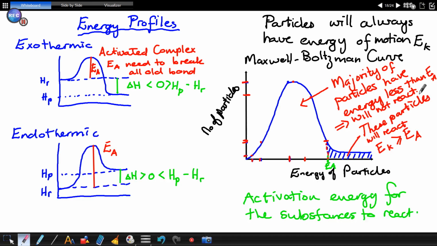So now this graph is just showing that there's only a few particles that have enough energy. Yes, yes.